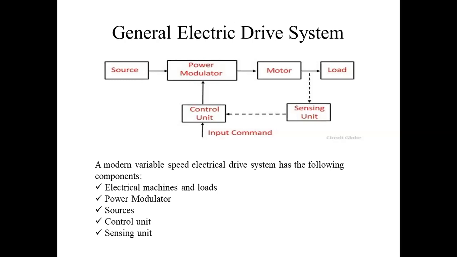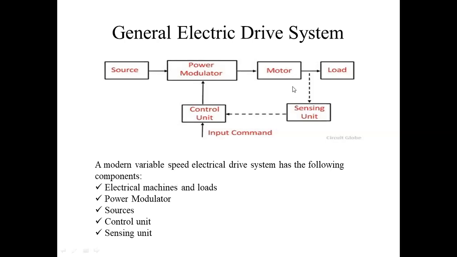Similarly, if it is an AC source and an AC motor, we can use an AC to AC converter here. That is a phase modulator. Similarly, suppose the source is DC and the motor is AC, then for the power modulator, to convert DC to AC, we need an inverter. So we can use an inverter here as a power modulator to control the motor parameters. Okay, now we see the different types of sources, power modulators and motors in the next slide.